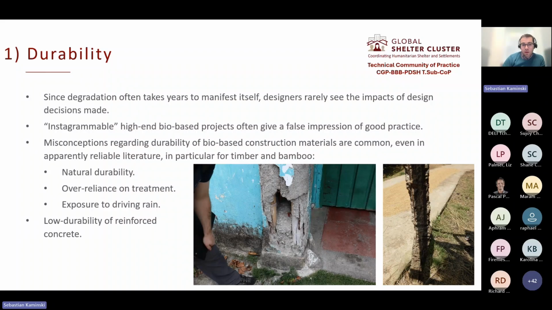We also see issues on low durability of reinforced concrete, again, maybe lower than needs to be. I know we can't always aim for permanent buildings that will last a long time, but often we can achieve better than we are. On the right-hand side, that's a photo from Odisha. That's a reinforced concrete column. After only 10 years, it's fully degraded. Again, it didn't need to do that.